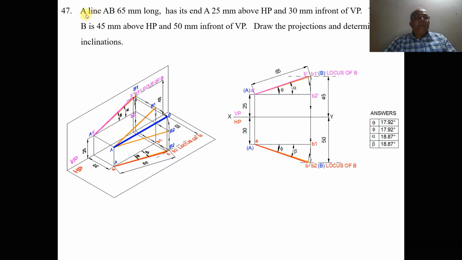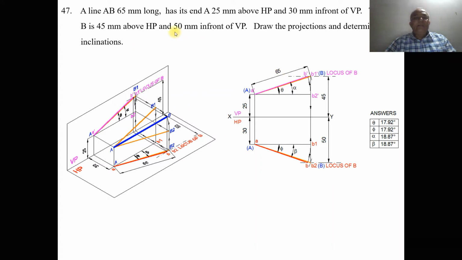So the problem reads like this: a line AB, 65 mm long, has its end A 25 mm above HP and 30 mm in front of VP. The end B is 45 mm above HP and 50 mm in front of VP. Draw the projections and determine its inclinations.